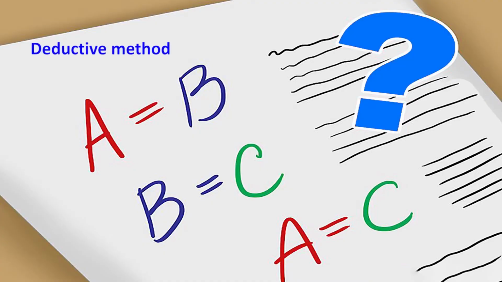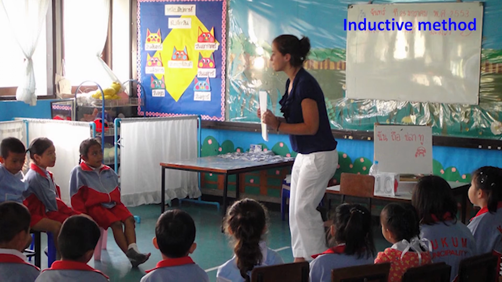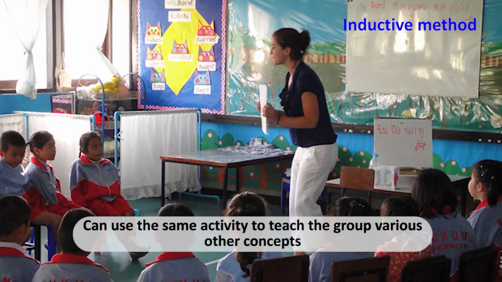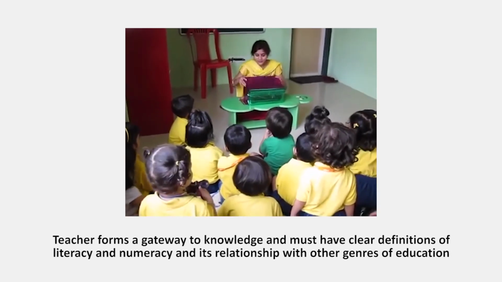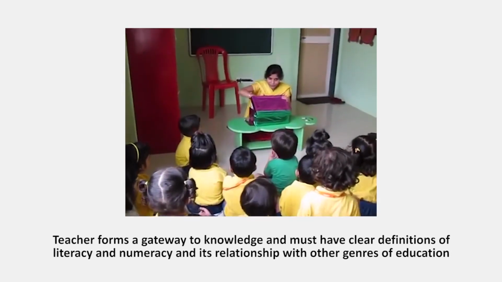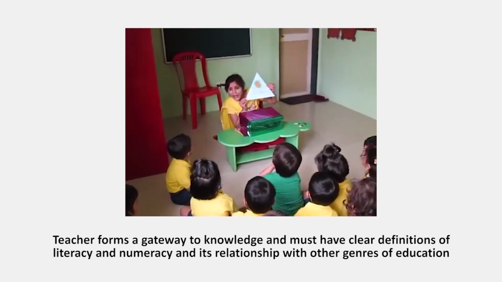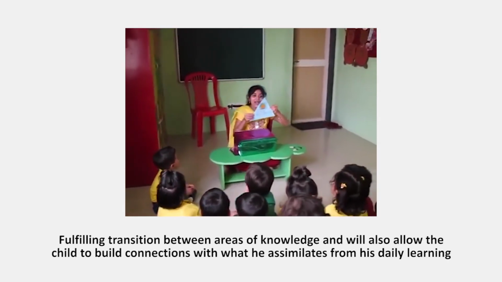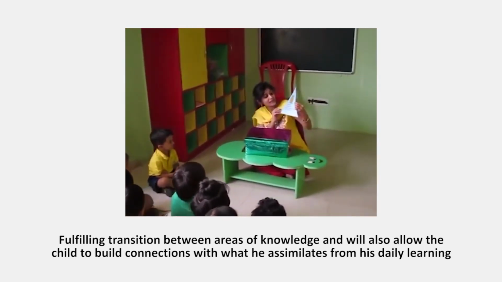The use of an inductive and deductive method in the development of activities can be considered. In the deductive method, a facilitator can list multiple resources that can be used to execute the same activity on various occasions. Whilst in the inductive method, the teacher or facilitator can use the same activity to teach the group various other concepts. The teacher forms a gateway to knowledge and must have clear definitions of literacy and numeracy and its relationship with other genres of education. This will provide a fulfilling transition between the areas of knowledge and will also allow the child to build connections with what he assimilates from his daily learning.